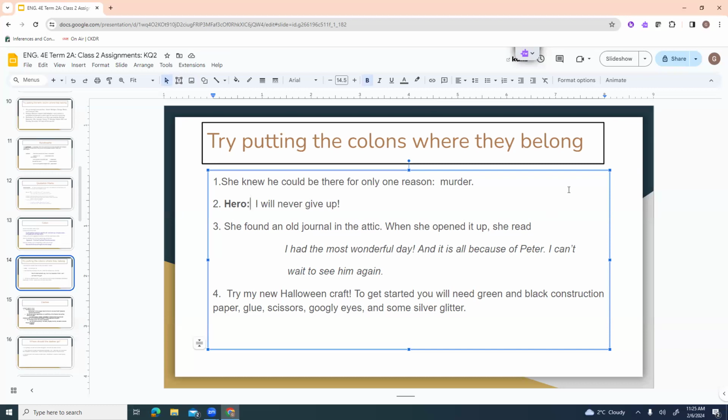She found an old journal in the attic. When she opened it up, she read: I had the most wonderful day, and it is all because of Peter. I can't wait to see him again. Sorry, I have no idea why I said that in the voice of a British woman. I'm introducing a text.